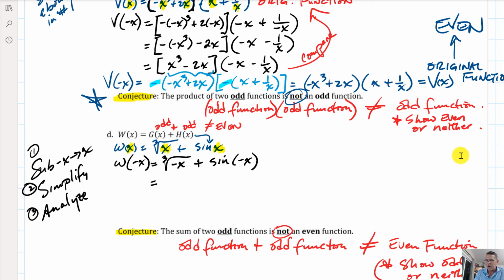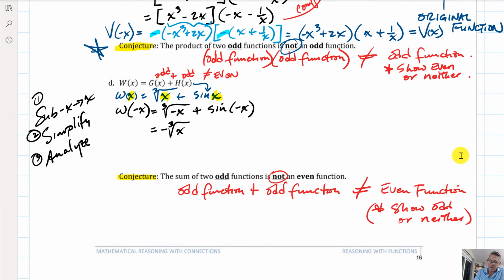Let's simplify. Now the cube root of negative x is the same thing as negative of the cube root of x. Not sure if I've explained that before or not. So let me just do a little thing here. If I take the cube root, let's say, of negative 8, I get negative 2. You can check that in Desmos. If I take negative of the cube root of 8, I get negative 2. So these are equal because it's an odd root instead of an even root. So this is always true for odd roots. It's not true for even roots. Okay, so a little side note right there.